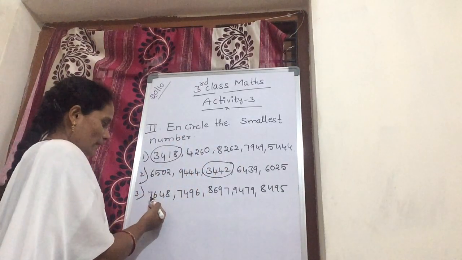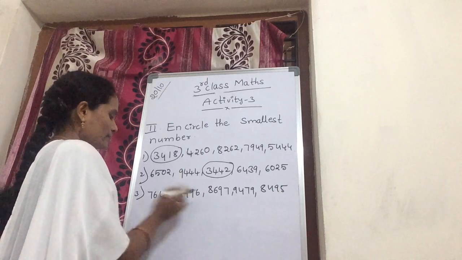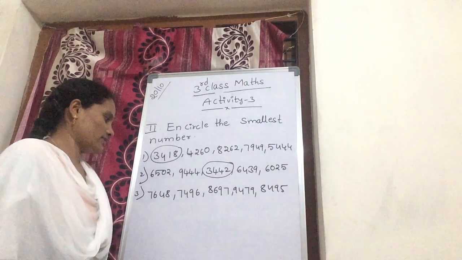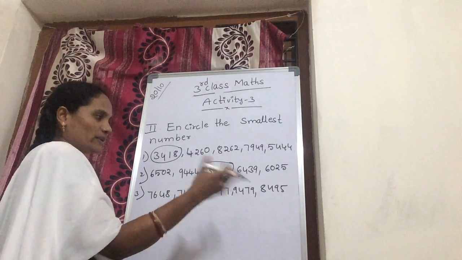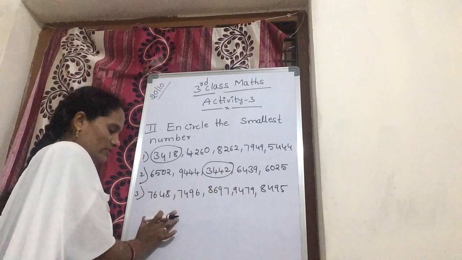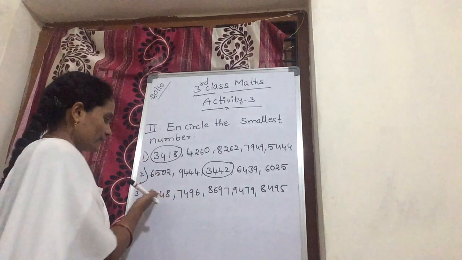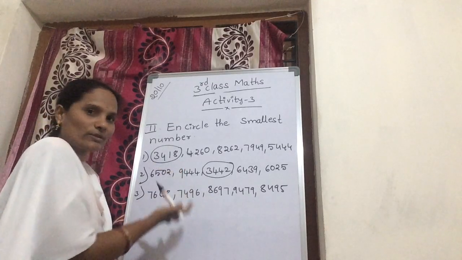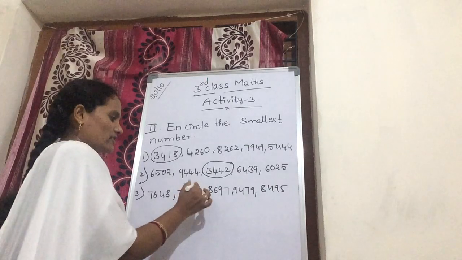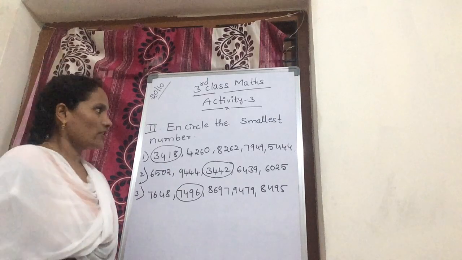Okay, children. Now next. 7,648, 7,496, 7,789 and 8. You need the smallest number. So 8 and 9, that is the big one. So you compare these two numbers. Both having the same number in the thousand place. So we are checking it and then go to the next. 6, 4. 4 is the small number. So what is our small number? 7,496 is the smallest number. You put a circle to this 7,496.